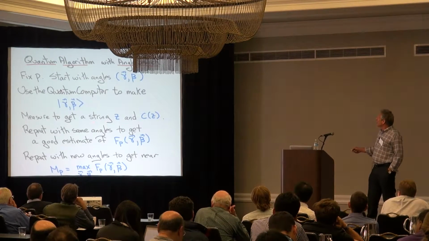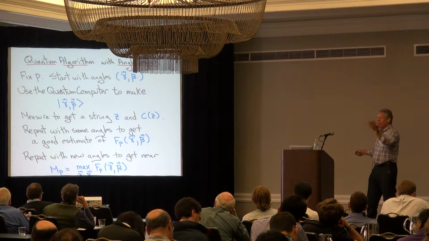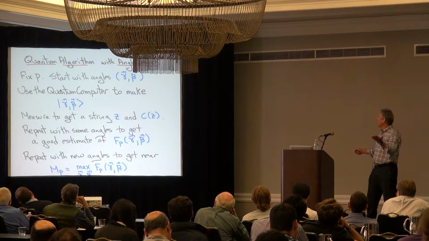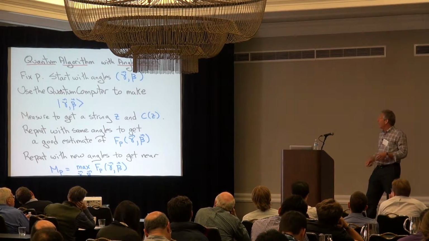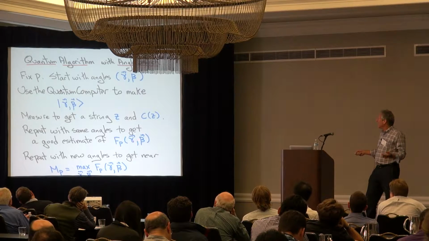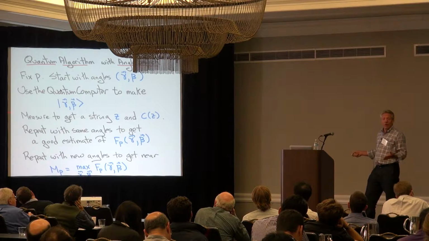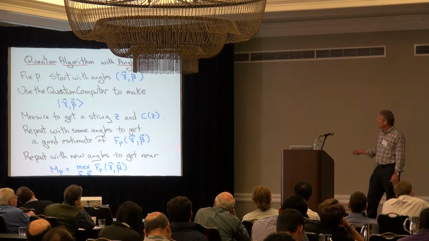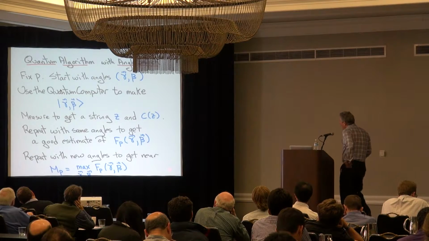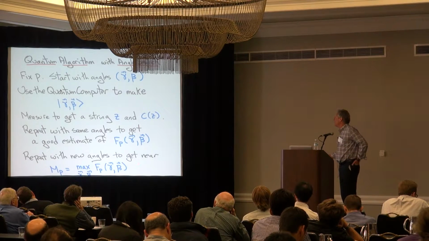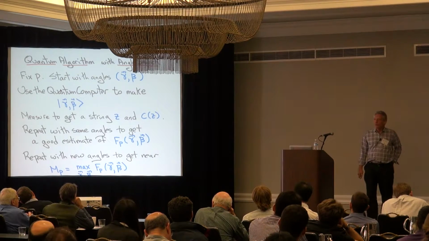But anyway, now you get an estimate of the cost function. Now you change your angles and try again. So you have this meta program running outside the quantum program. For example, maybe you gradient ascend, or maybe you make a grid, or you have some kind of MATLAB routine, and you just try to maximize over your angles. And so you keep repeating with different angles until you get near the actual maximum. So that's one idea for a quantum algorithm.